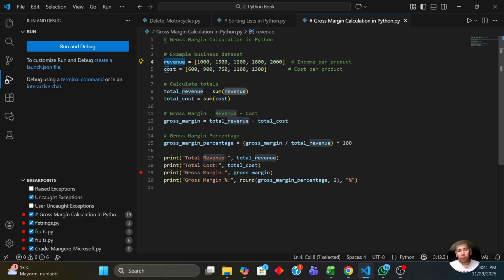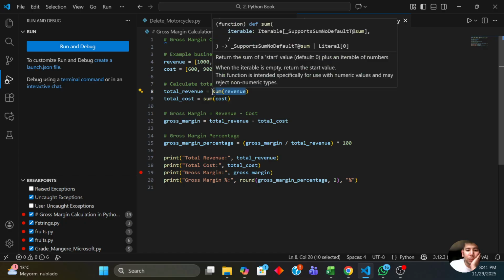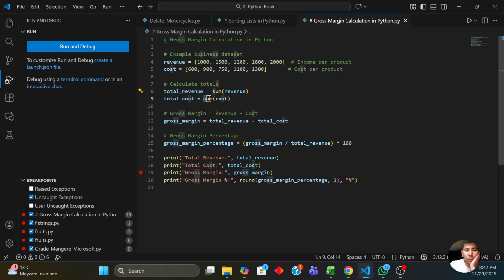The first one will be the revenue, the second one will be the cost. This represents the income of the company. This represents the cost of the materials, mainly direct costs, and we are going to formulate a couple of variables. So to calculate the total income or revenue will be the sum of the revenue. Total cost will be the sum of the costs.